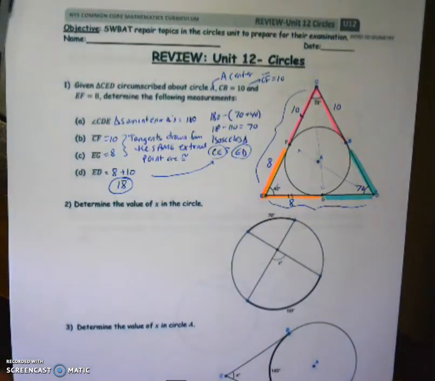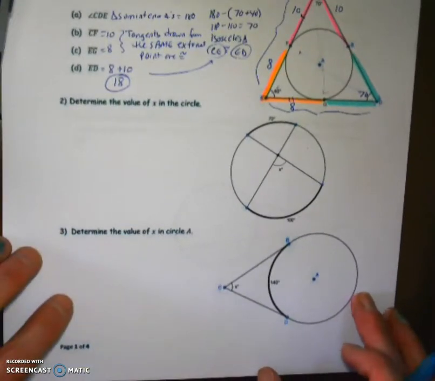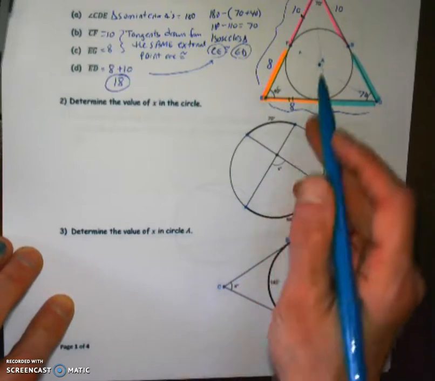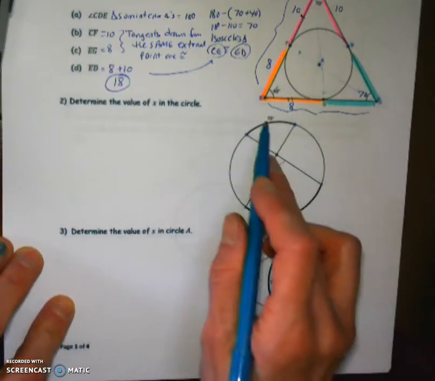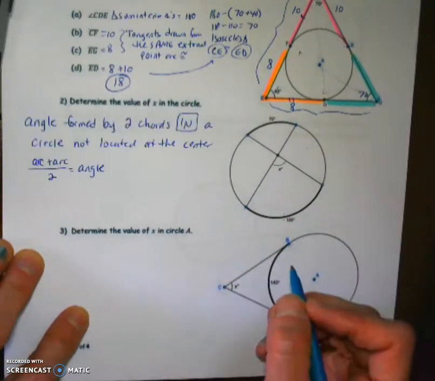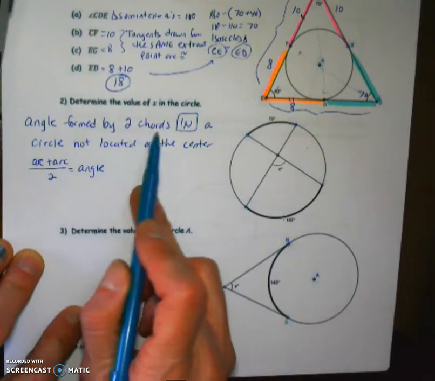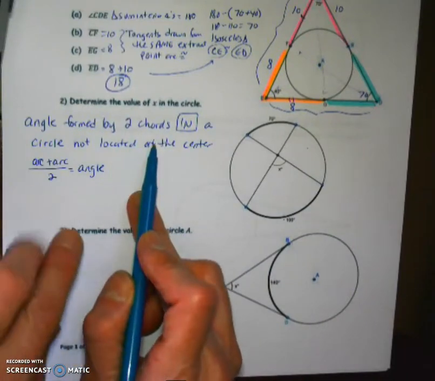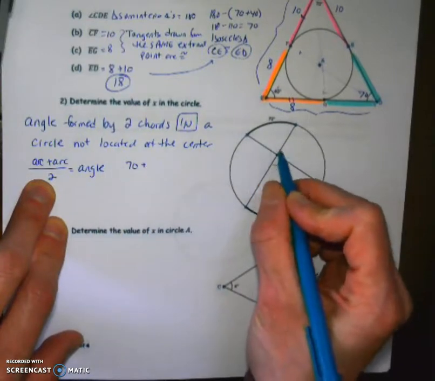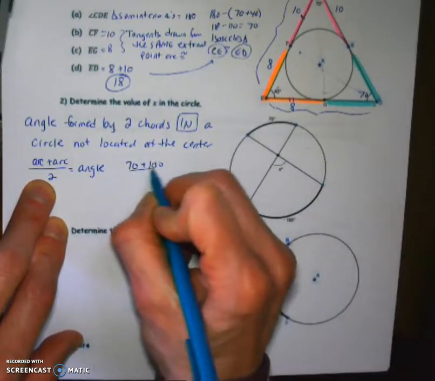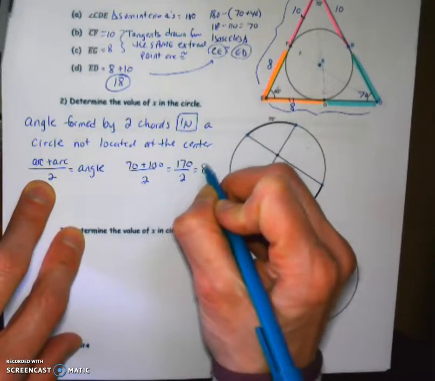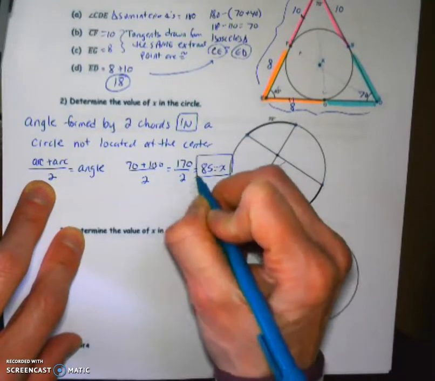Number 2 says determine the value of x in the circle. Well, this angle is an angle formed by 2 chords, and it's in the circle but not at the center, which means we're going to add the 2 intercepted arcs and divide by 2. So I just wrote that out. We're going to take one intercepted arc of 70 and its vertical angle's intercepted arc of 100, and we're going to divide that by 2. So we end up with 170 divided by 2, which gives us 85.